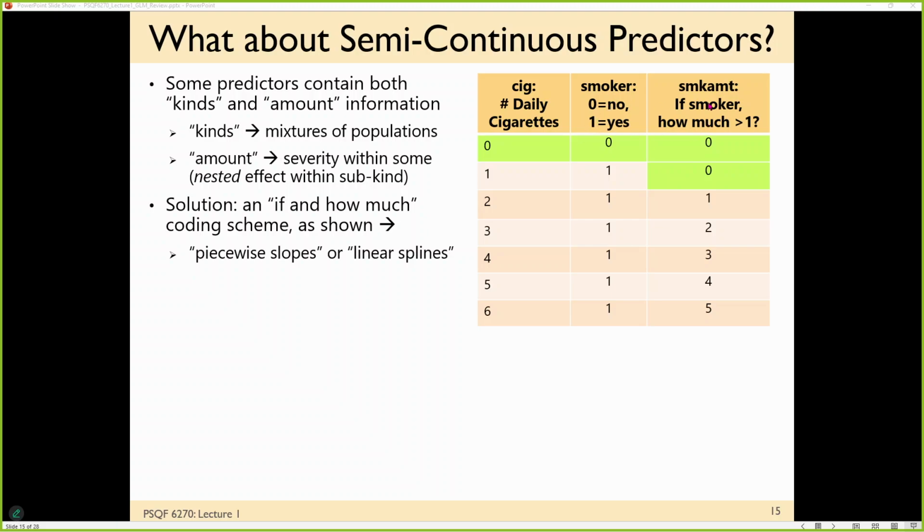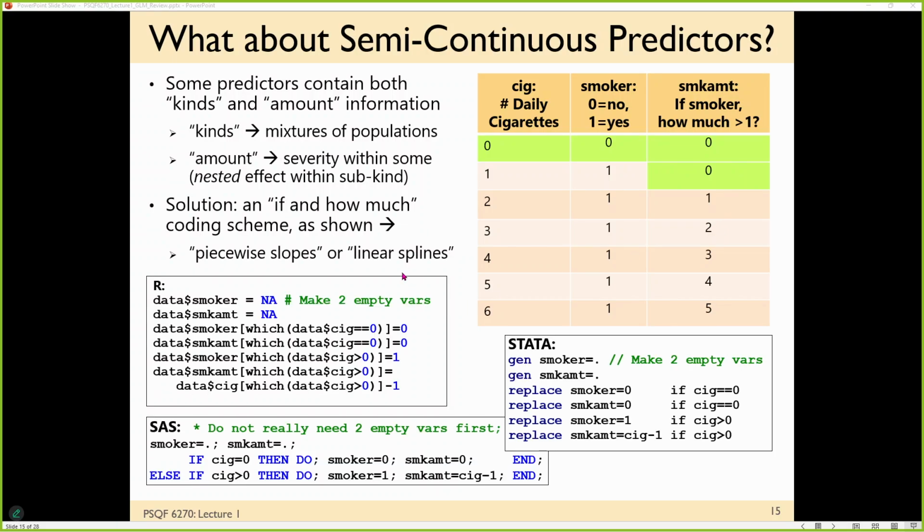So I have 2 variables created that breaks this up into its component parts. So I have smoking status, 0 is no, 1 is yes. So that would give you the difference between smokers and non-smokers as one term. Then within the smokers, I've created a variable by centering this at 1, so that people who smoke 1 cigarette are the reference for this, and then this tells you what happens for each additional cigarette that you smoke.